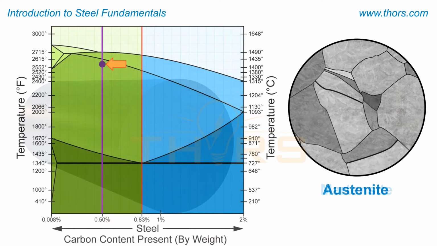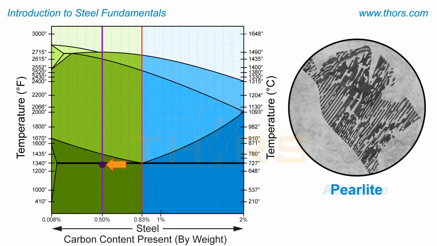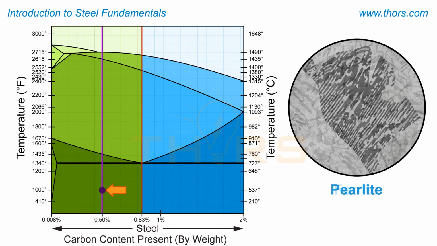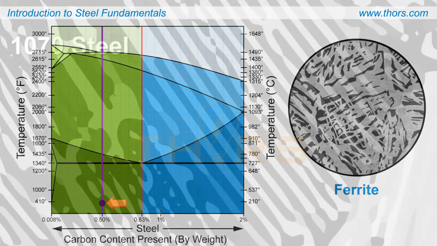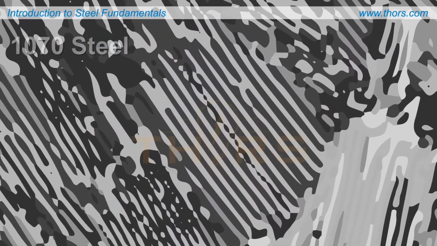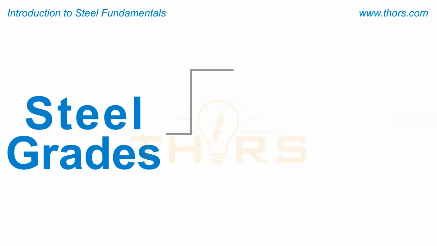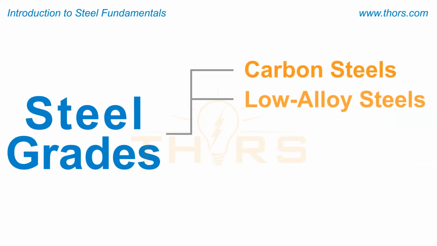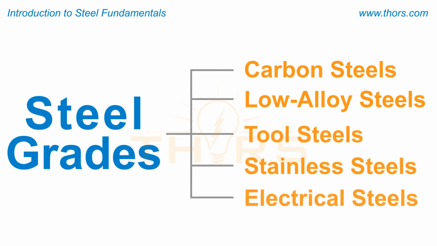These various phases are shown in an iron-carbon phase diagram, in which the microstructure of the steel changes with varying temperatures during cooling and solidification. The chemical composition of the steel and its properties determines the various grades of steels, which are divided into carbon steels, low alloy steels, tool steels, stainless steels, and electrical steels.